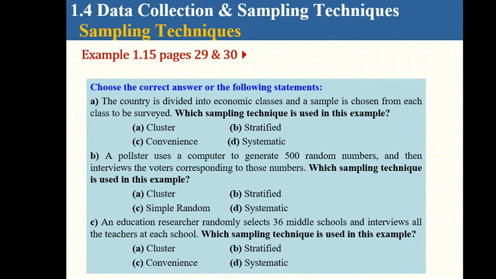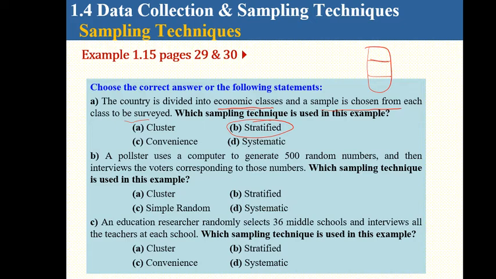Now, the country is divided into economic classes, and a sample is chosen from each class to be surveyed. So what type of technique is it? You are dividing the population into high income, middle class, and other economic classes. So you make strata, by the way. So it's a stratified sampling technique.